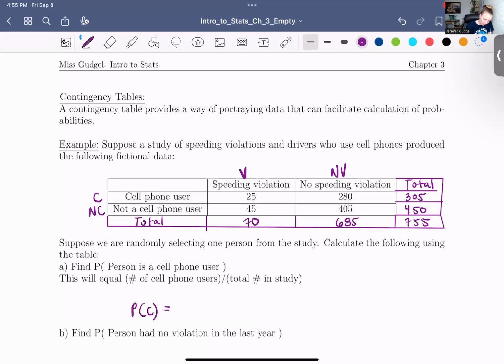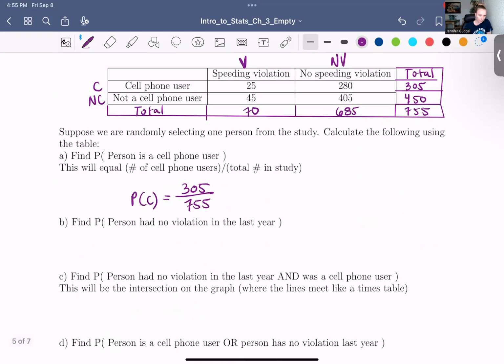All right, so with this contingency table now fully set up, it's easier for us to pull probabilities. The probability of a cell phone user is the number of cell phone users divided by the total number of people in the study. So 305 out of 755. We could put that into a decimal, but honestly, I'm okay if you just leave it there. If you are doing your homework online, it's going to ask you for a decimal, so just put it in a calculator and write that corresponding value.